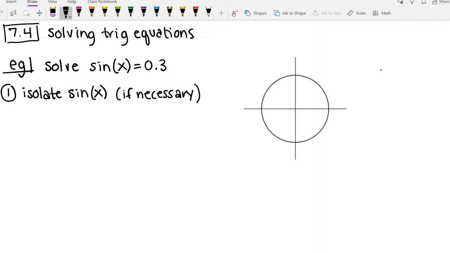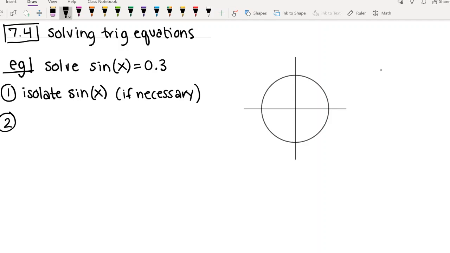And I guess I should say that in today's video, we're going to be focusing on just solving ones of the form sine of x is equal to something. The reason for that is that because inverse sine and inverse cosine work a little bit differently, I just wanted to start by doing just inverse sine, see how that goes. And then in tomorrow's video, we'll do solving equations involving cosine, and then we'll also do tangent in tomorrow's video. So first step is isolate sine of x if necessary. We don't have to do that.